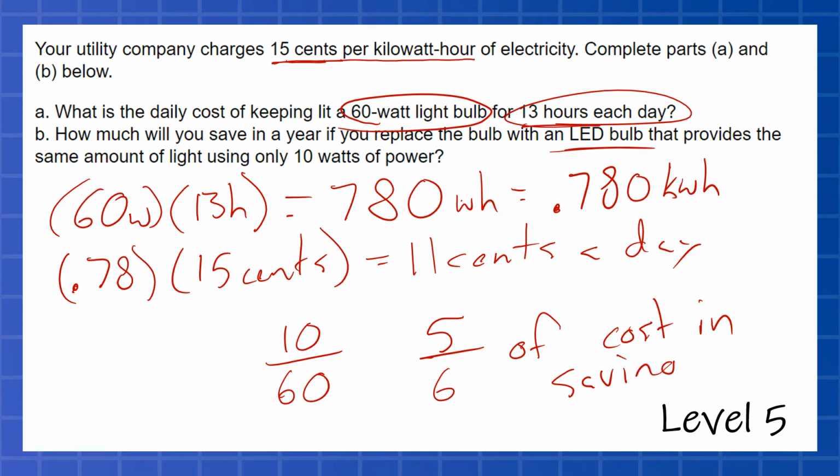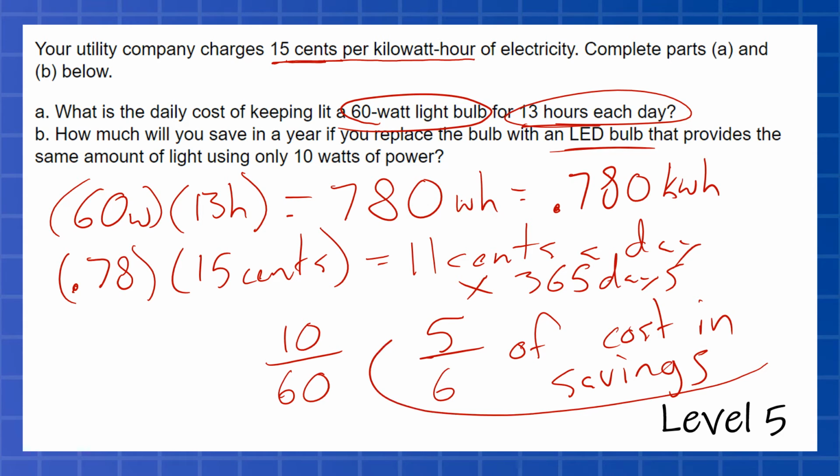So in order to calculate it, we're going to go ahead and multiply our cost per day times 365 days in a year. And that would give us our total cost for the year, but we're actually going to save most of that because we're going to switch to a more efficient light bulb.